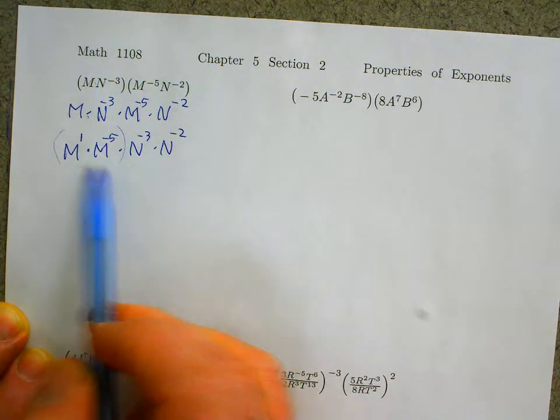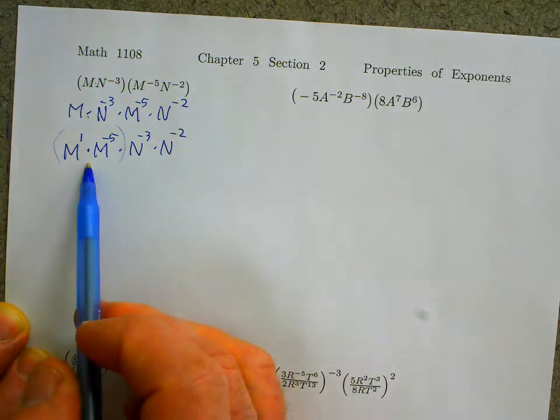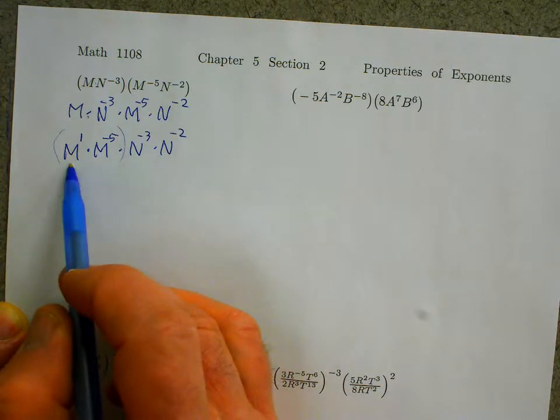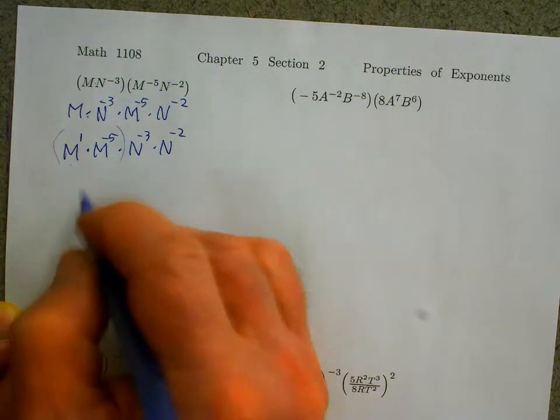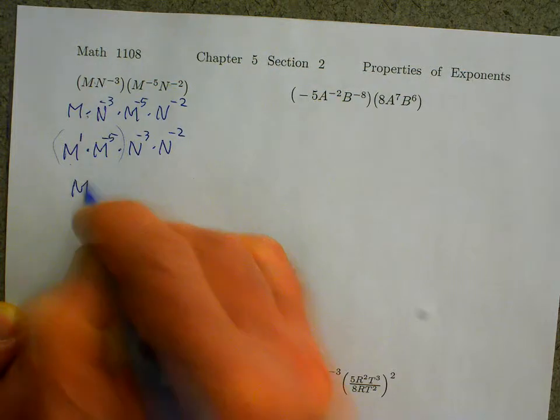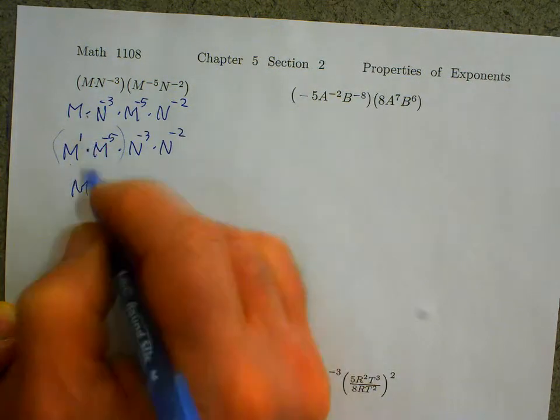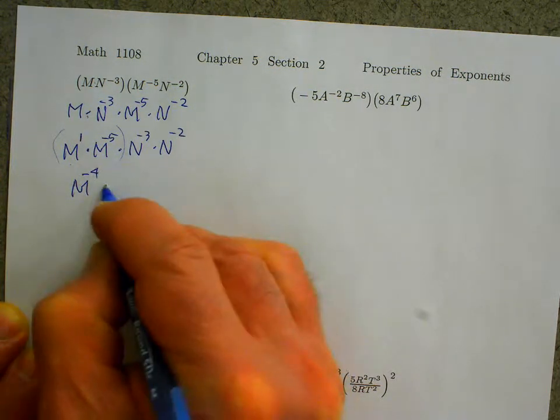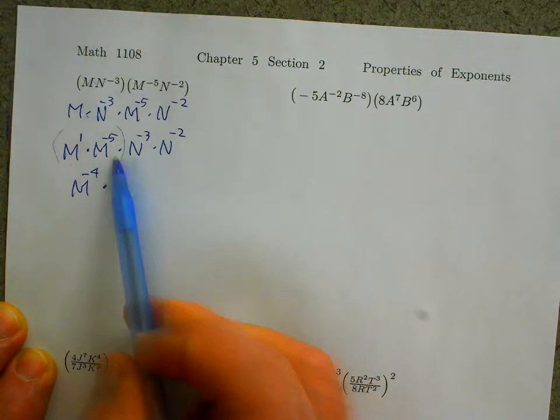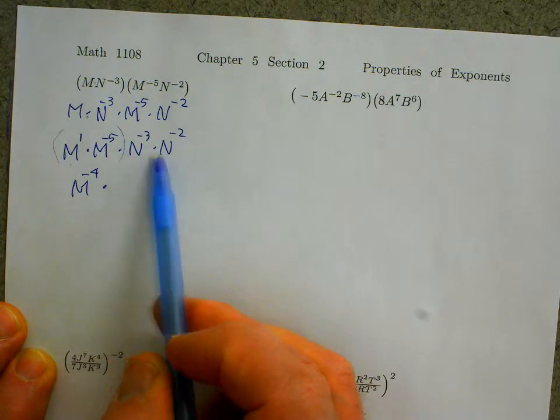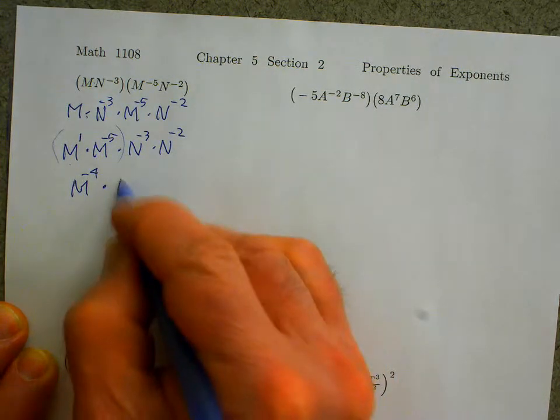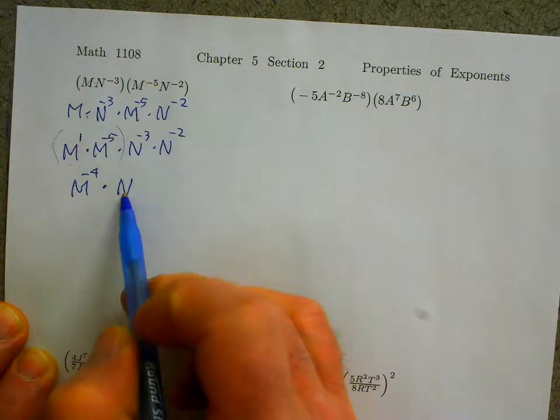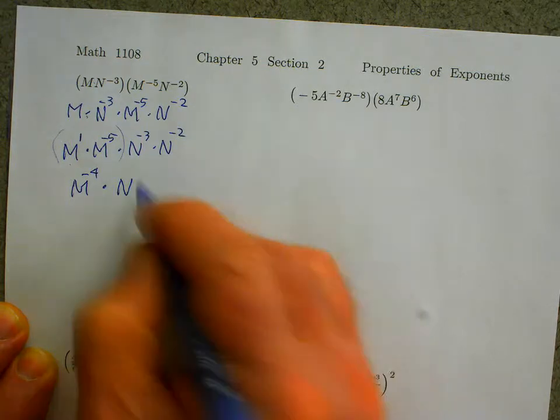And then apply the product property for the variable m. M to the first times m to the negative 5 is m to the 1 plus negative 5, or m to the negative 4. And then we're multiplying that by n to the negative 3 times n to the negative 2. But that's just n to the negative 3 plus negative 2, which is negative 5.